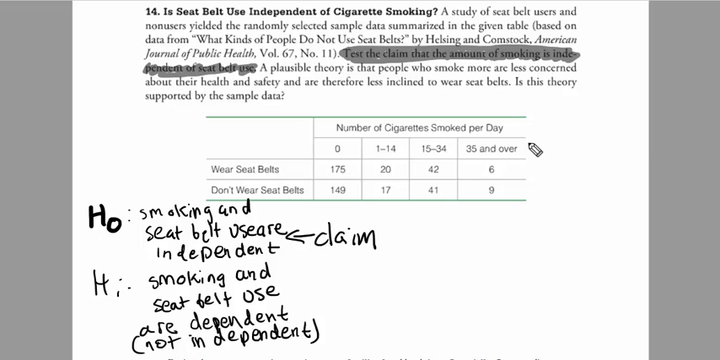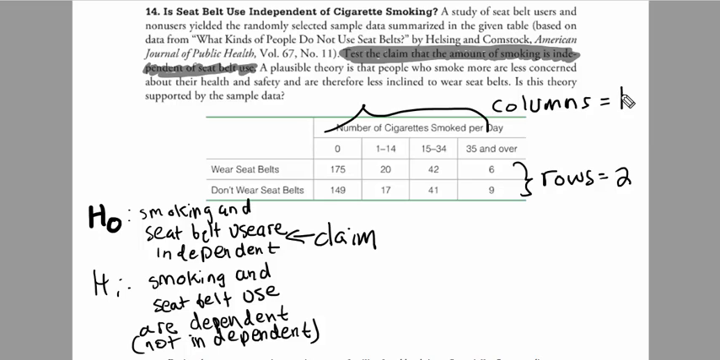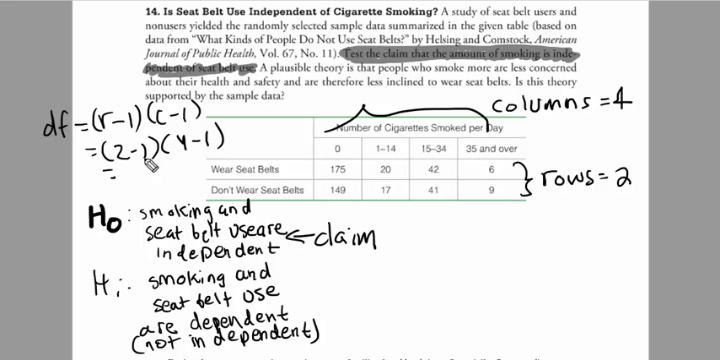Now this is a two-way table, so the number of rows is equal to 2, and the number of columns is equal to 4. So the degrees of freedom is r minus 1 times c minus 1. So 2 minus 1 times 4 minus 1, which is 1 times 3, which is 3. So if you want to calculate that by hand, you could.